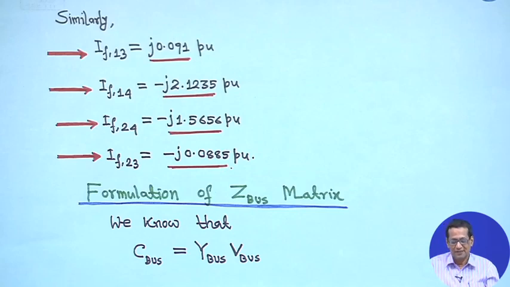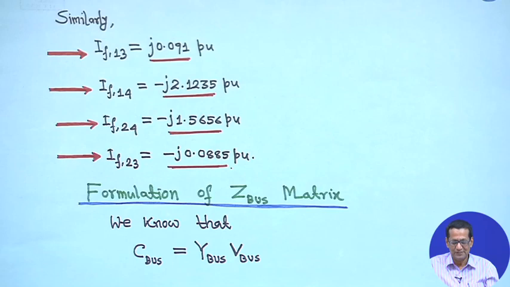This 3-phase symmetrical fault, as I told you, is very rare, but still we have to study it. We will see in detail the symmetrical components, the positive, negative and zero sequence components, at the time of unbalanced faults, and we will take different types of examples.